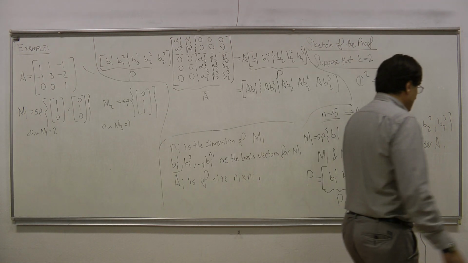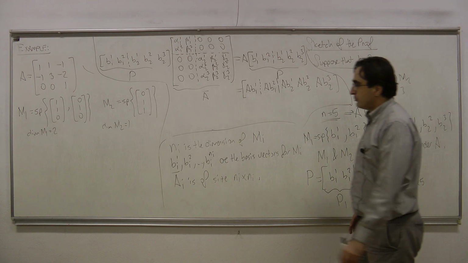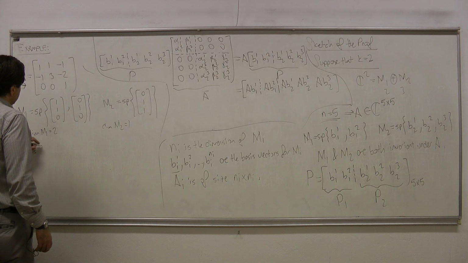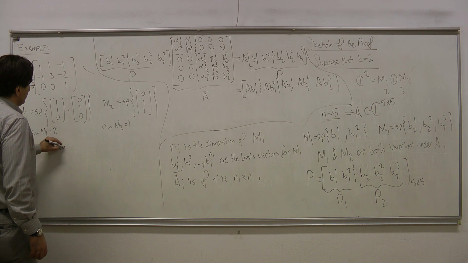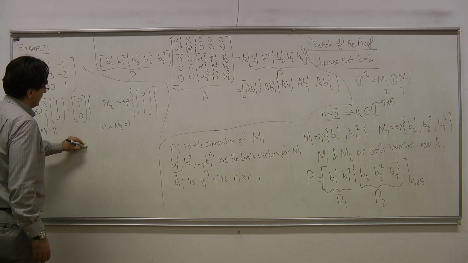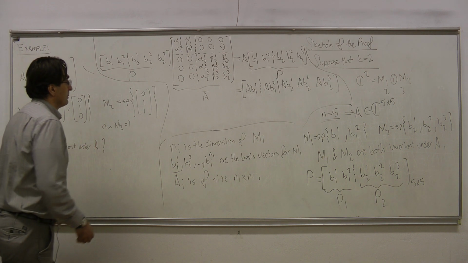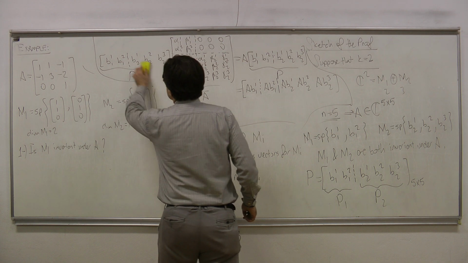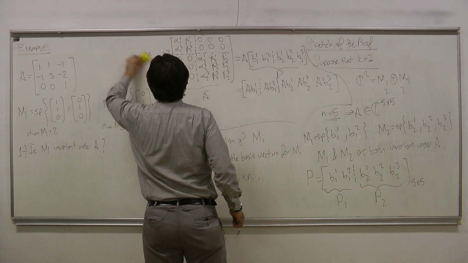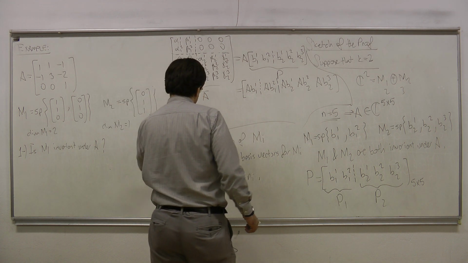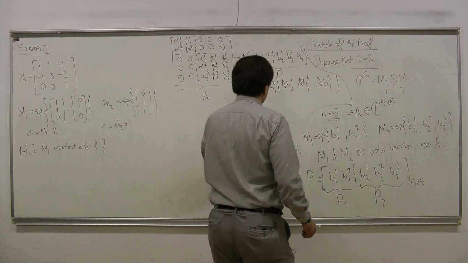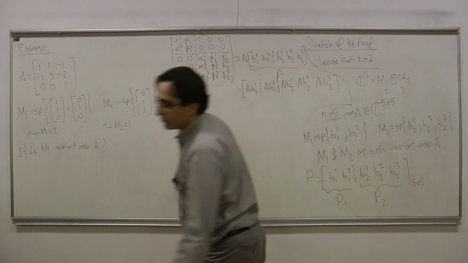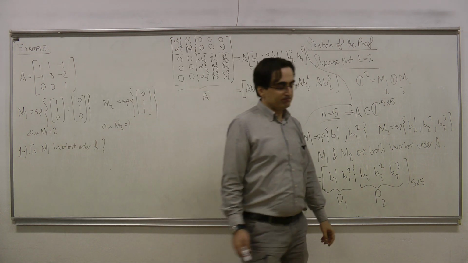Okay? So now the first question that I'm going to be asking is this one. Is M1 invariant under A? Okay? That is our first question. The second question will be, is M2 invariant under A? And then we are going to look at their sum.